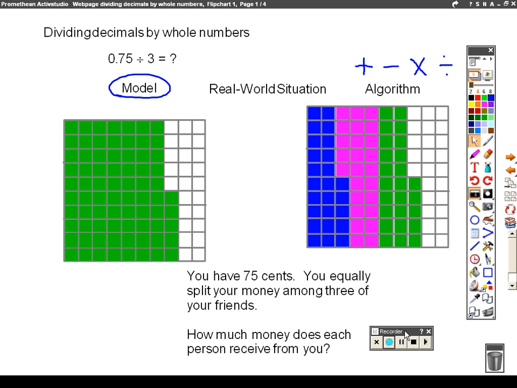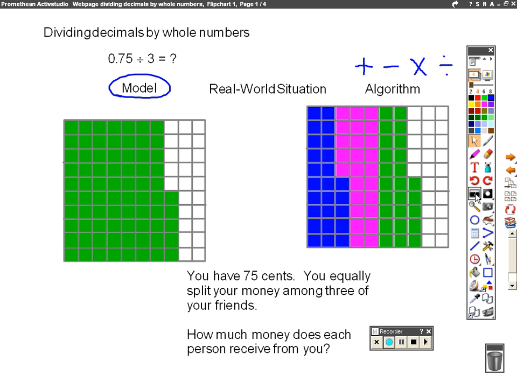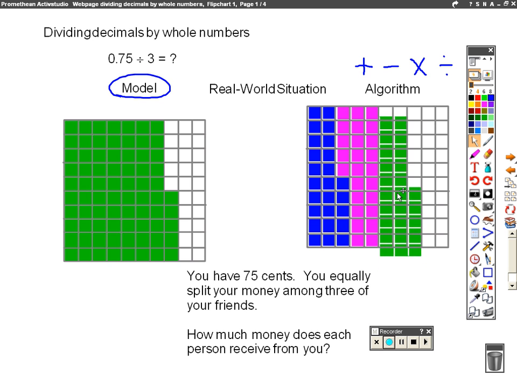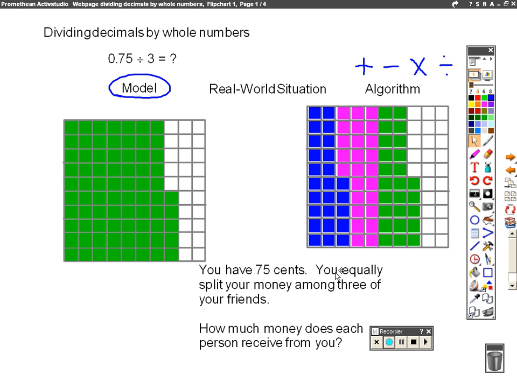If you have 75 cents and you equally split your money among 3 of your friends, how much money does each person receive from you? And once again, you can use that tool of using the model to see the 3 different 25 hundredths, or relating it to a real-world situation, and you can also use the algorithm, which we're going to be moving on to.